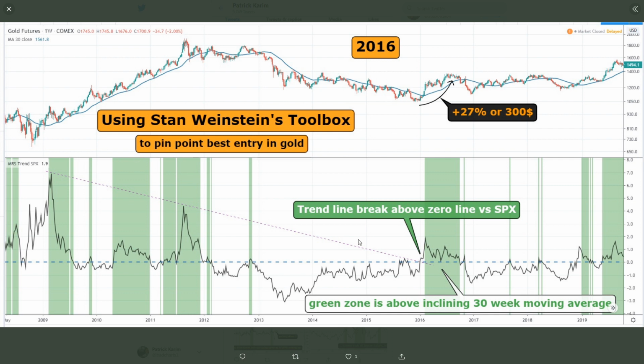In 2016, gold versus the SPX had a trend line break above an inclining Mansfield relative strength, and then you had a great signal here. You had a retest, and then it started to go up above an inclining 30-week average, and you could have had some nice profits here. As soon as you start underperforming the SPX, as soon as you close below the 30-week average, you're out, and then you lock in your gains.